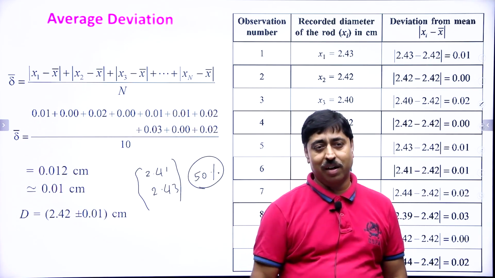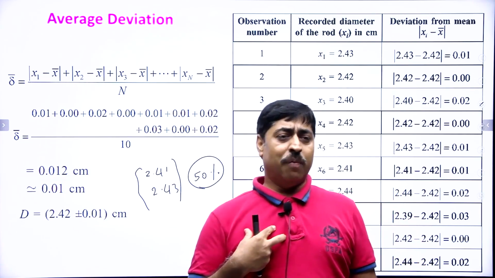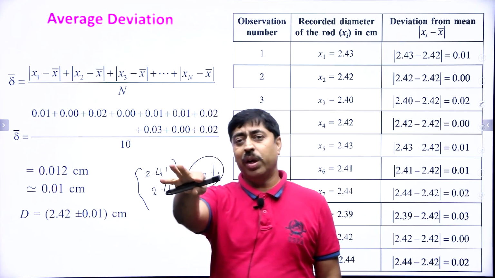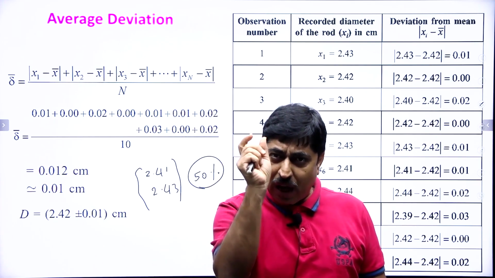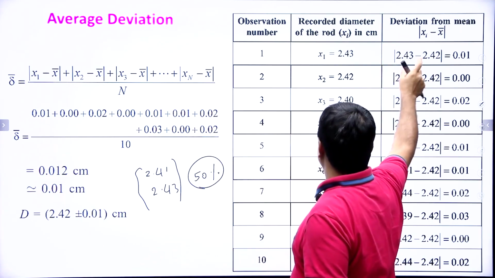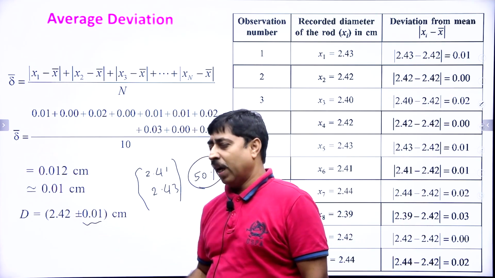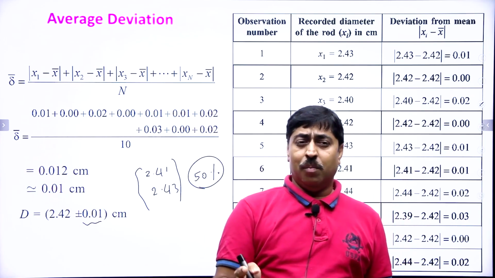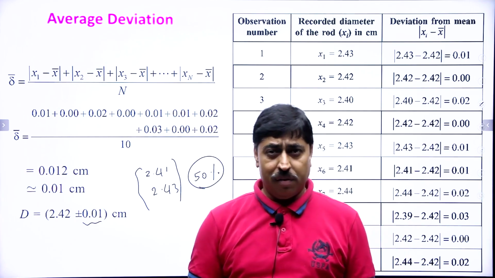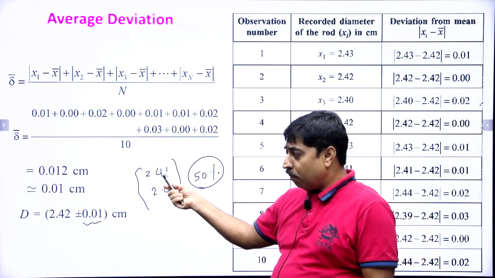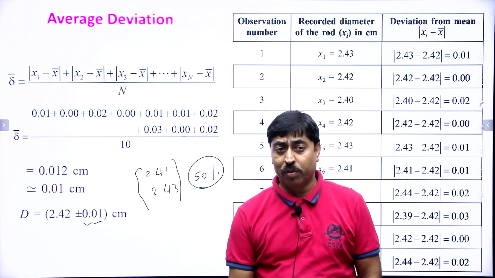Yes, you have heard it correctly. This uncertainty is also uncertain, and my confidence level regarding this uncertainty is only 50%. If you calculate the average uncertainty, average deviation from the mean, then this number can be regarded as uncertainty, but with only 50% confidence. So the actual thing is that the true length of this rod might be different, might be less than 2.41. It may be greater than 2.43 also.